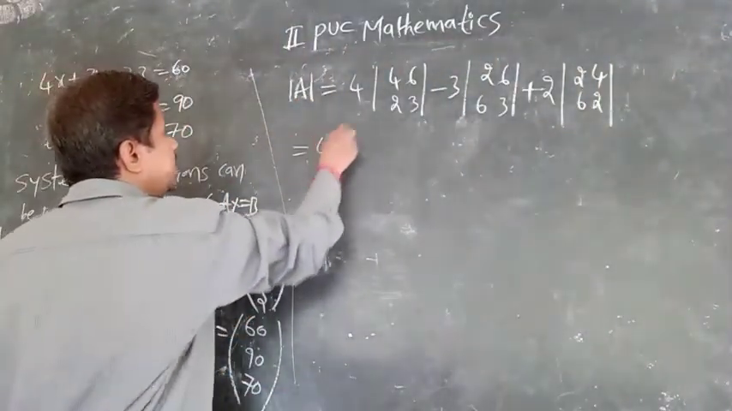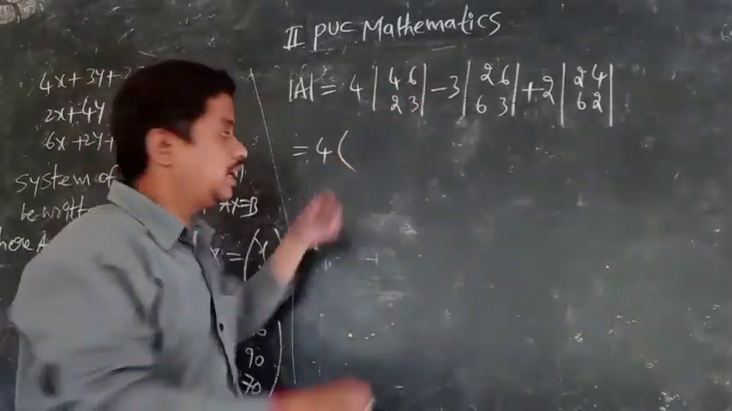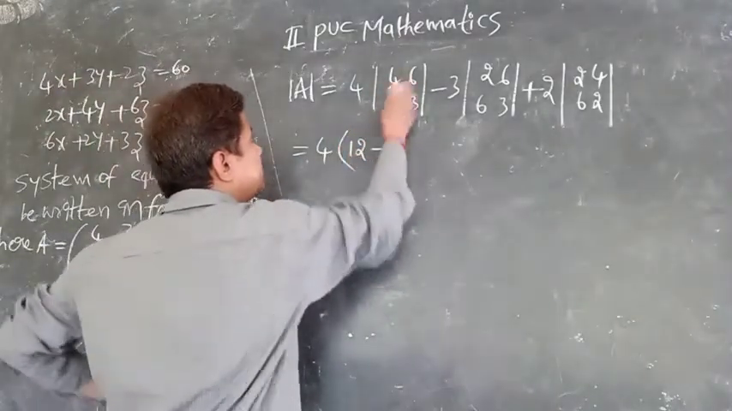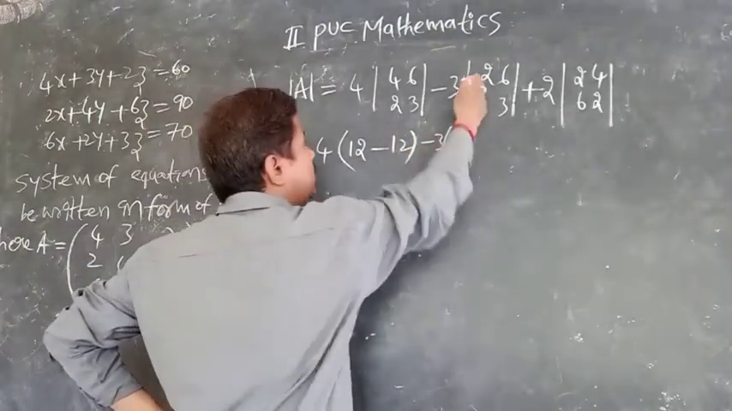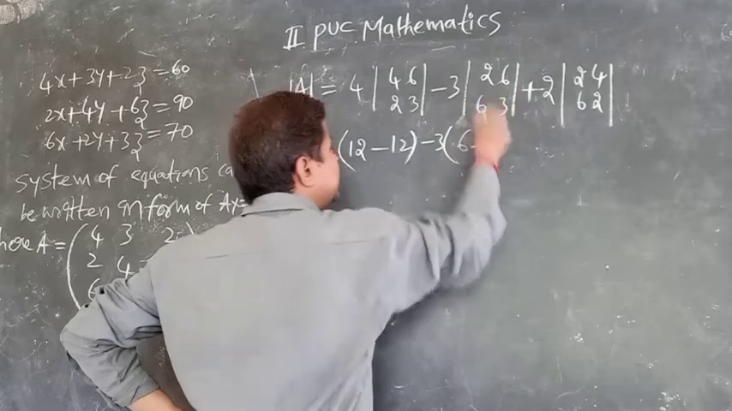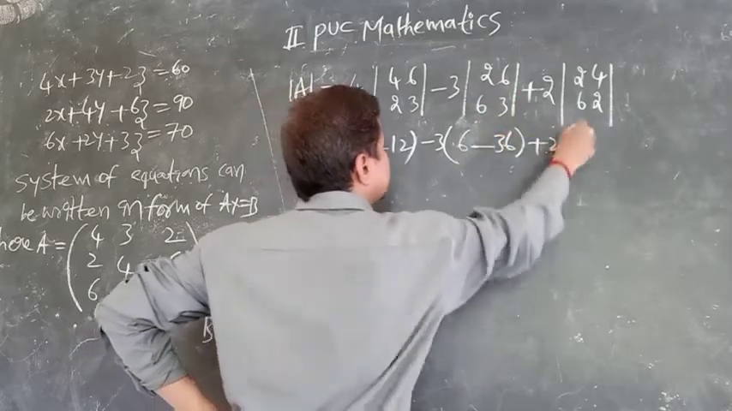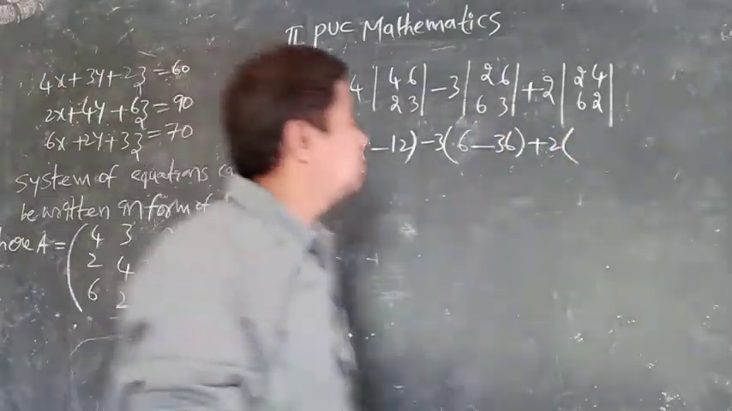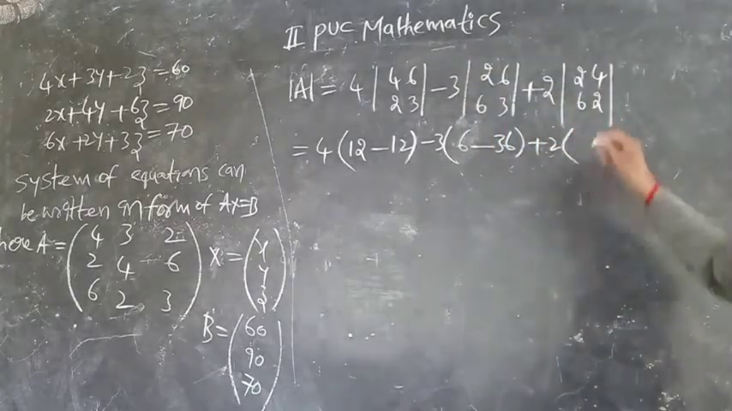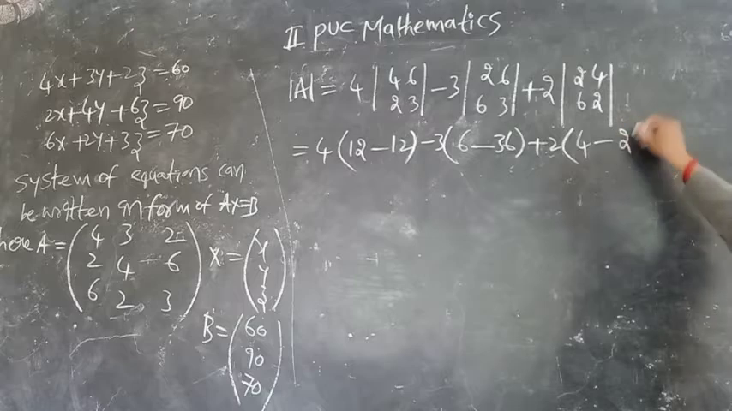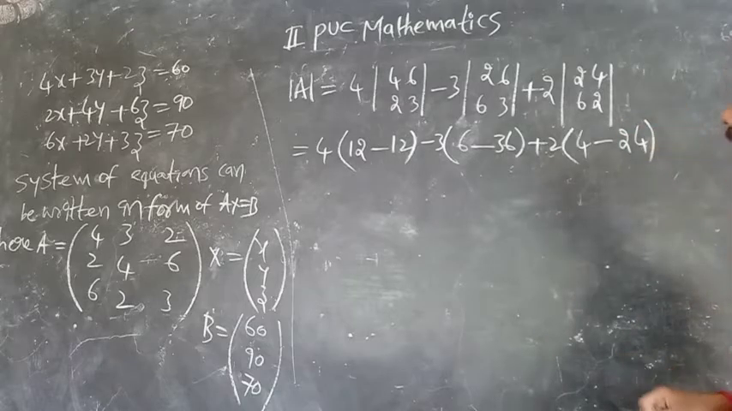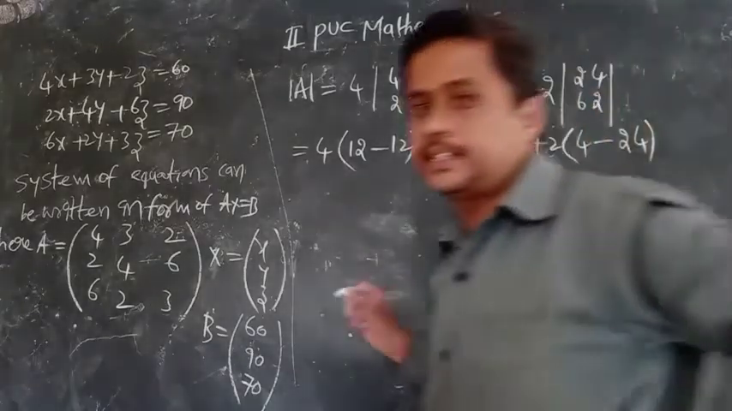Is equal to 4 into (4 3s are 12 minus 6 2s are 12), minus 3 into (3 2s are 6, 6 6s are 36), plus 2 into (2 2s are 4 minus 4 6s are 24). Okay, like that first we have to write.